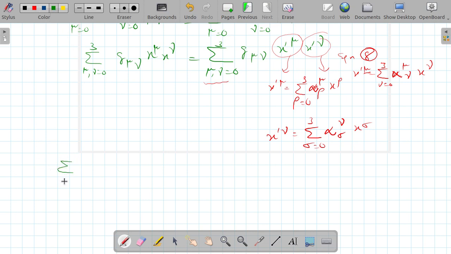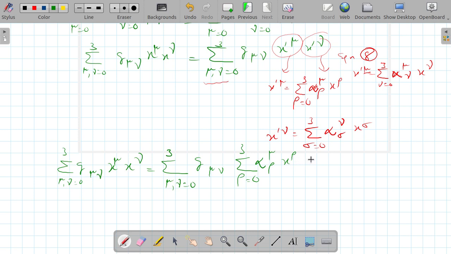the summation over mu nu from 0 to 3 of g mu nu x mu x nu must be equal to the summation over mu nu from 0 to 3 of g mu nu times the summation over rho from 0 to 3 of alpha rho mu x rho, times the summation over sigma from 0 to 3 of alpha sigma nu x sigma.